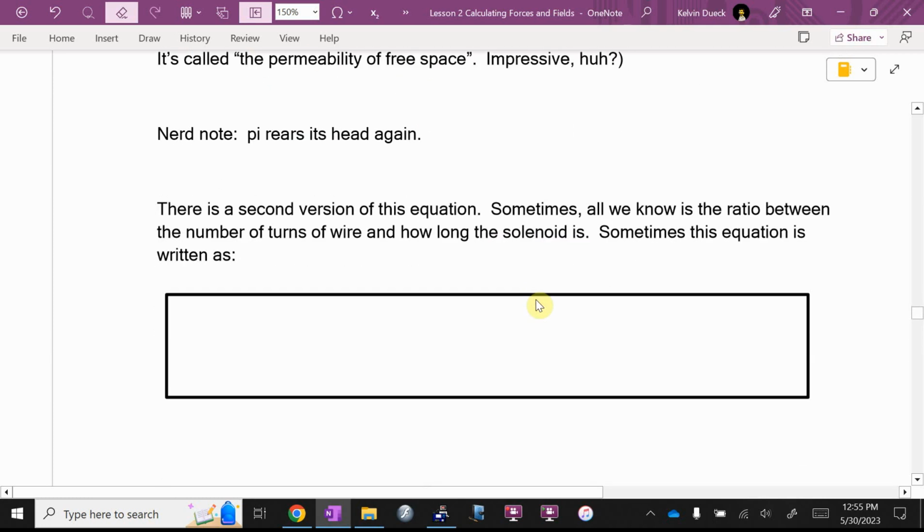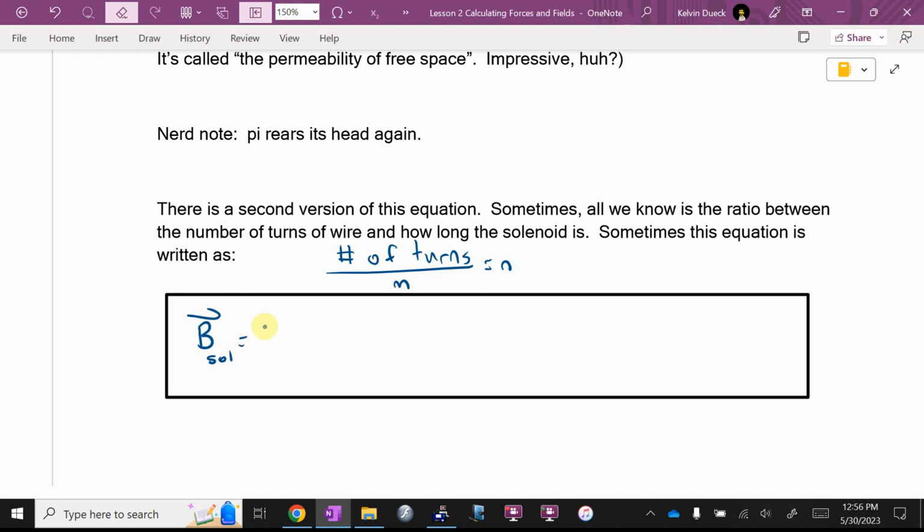There's a second version of this equation. This is used much more in industry. Sometimes all you know is the ratio between the number of turns of wire and how long the solenoid is. In other words, sometimes all you know is the number of turns per meter, the number of turns of wire per meter. We use a lowercase n as our abbreviation for this.